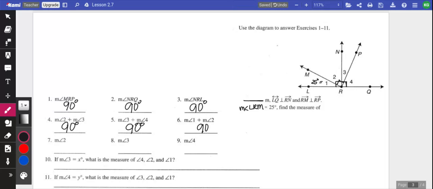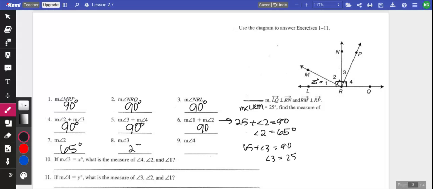Okay, so if I know that angle 1 plus angle 2 is 90, and I know that angle 1 is 25, subtract 25 from both sides, and I get 65 for angle 2. Now, according to number 4, it says angle 2 plus angle 3 equals 90. So I know 65 plus angle 3 equals 90, so angle 3 must be 25. And I know angle 3 plus angle 4 is 90. I know that angle 3 is 25, so that means angle 4 is 65.